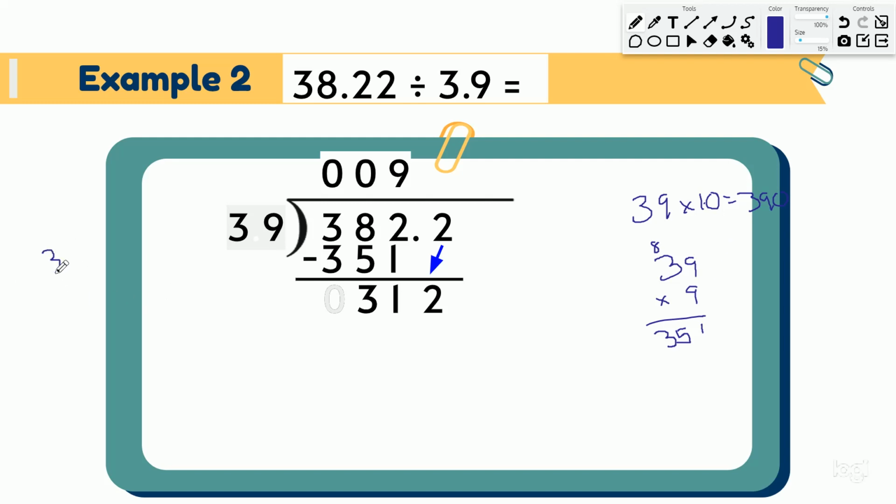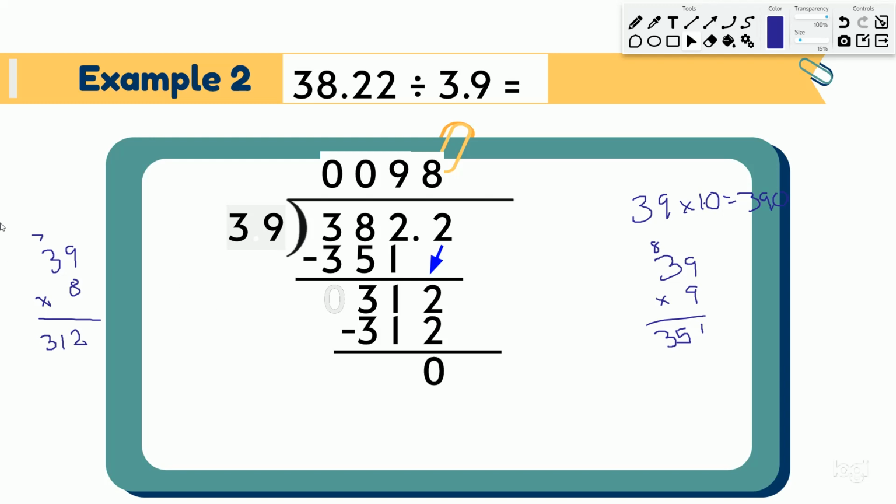So 39 times 8. And 8 times 9 is 72. 8 times 3 is 24, plus 7 is 31, and that's perfect. So I know that my next number up here is going to be 8. And 39 times 8 is 312. I can subtract that, and I get 0.